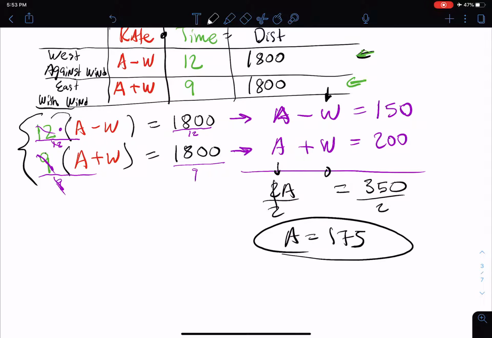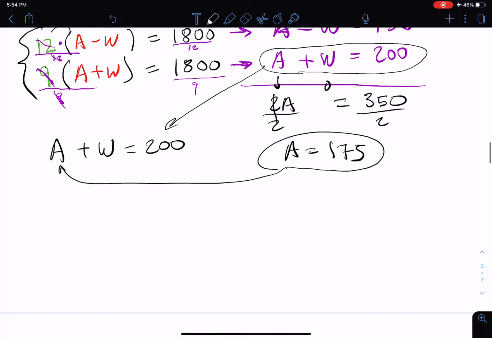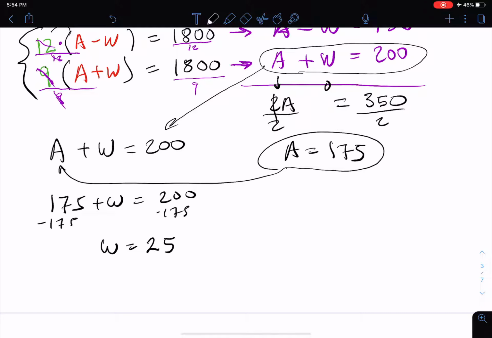And we can figure out what the wind is by grabbing this nice and easy simplified equation, which says airplane speed in still air plus wind speed equals 200. So a plus w equals 200. Let's just keep it that way. And so if I substitute 175 for a, subtract 175 off of both sides, we get w equals 25. I think we figured it out.